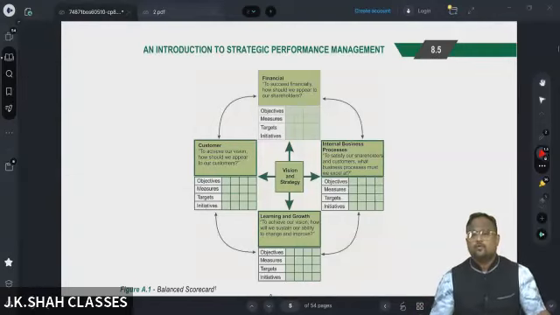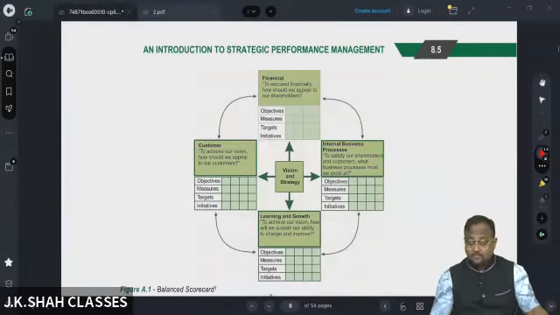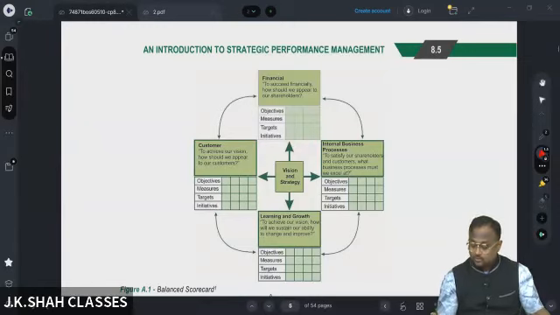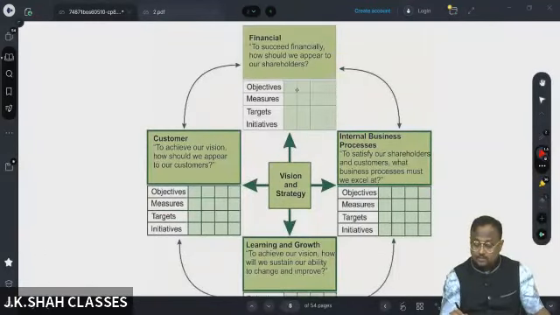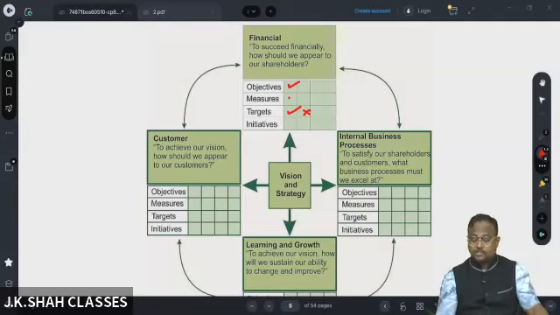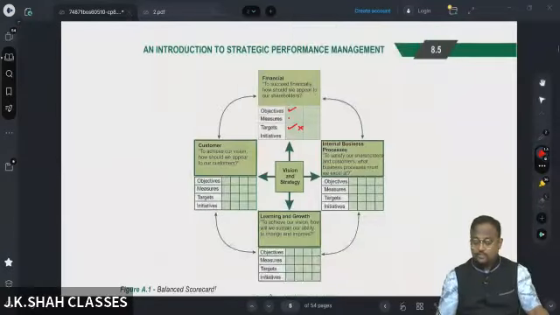You will try to achieve that profit. If you achieve that profit, that's fine. If you can't achieve that profit, that means there is something wrong. So I'll zoom this. You set the objective, measure it, achieved, not achieved, and then initiatives. I mean, the reasons, evaluation, and all that.